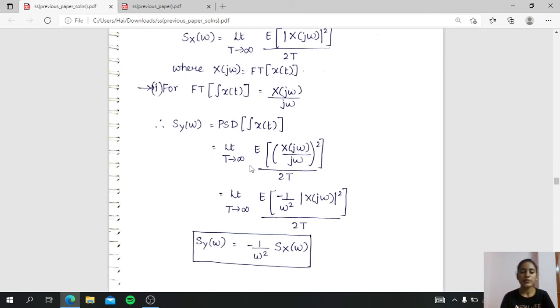So your power spectral density of the integral of x of t will be limit T tends to infinity, expected value of, instead of x of j omega, we'll have x of j omega by j omega, since the Fourier transform of the integral of x of t is equal to x of j omega by j omega. Here your j square will be minus 1 and omega square. So take it out, minus 1 by omega square. If you take this term out, whatever is left will be the Sx of omega.